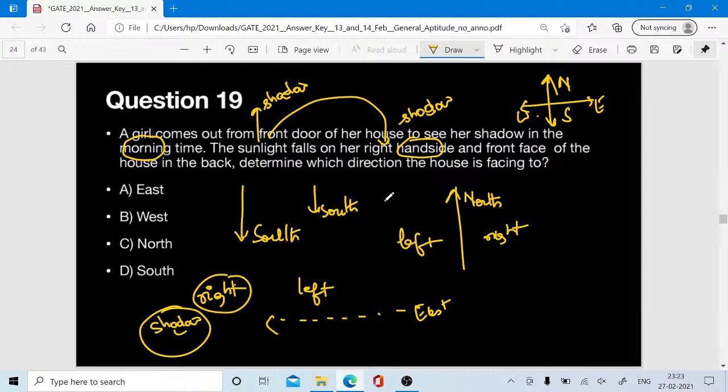The girl is facing south, and obviously if she is coming out from the front door of her house, the house is also facing south. The house is at her back, the house is also facing south only. So this will be my house, okay? Coming out from the front door of the house like this, the house is also in the south direction. So D, south is the right answer.